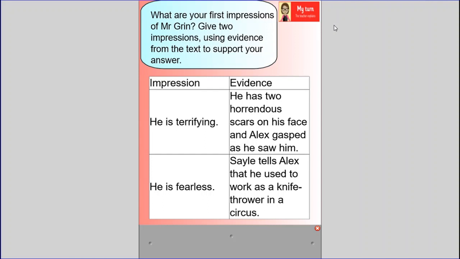My second impression is that he is fearless, so he shows no fear, he is brave. Now my evidence for that is that Sile tells Alex that Mr. Gwyn used to work as a knife thrower in a circus.